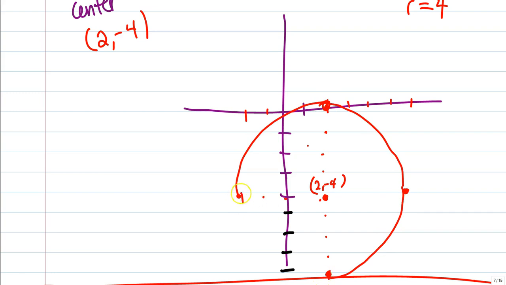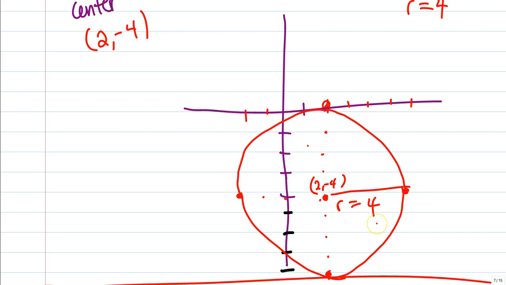Gosh, my circles suck. Centered at 2, -4. I can do better than that. Centered at 2, -4. That's bad. But, alright, I feel better about that. And I know I shouldn't. With a radius of 4.